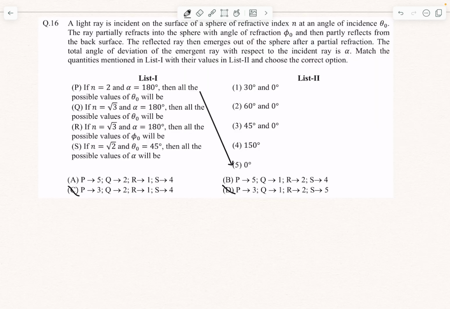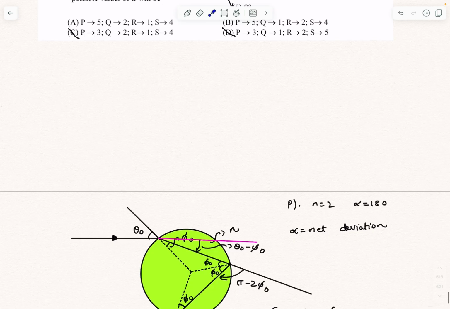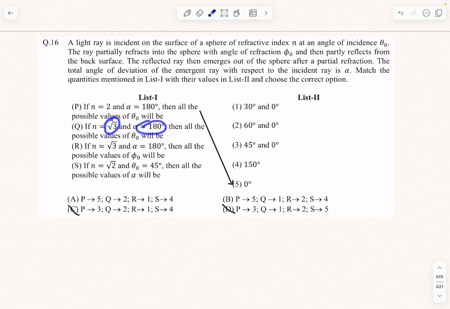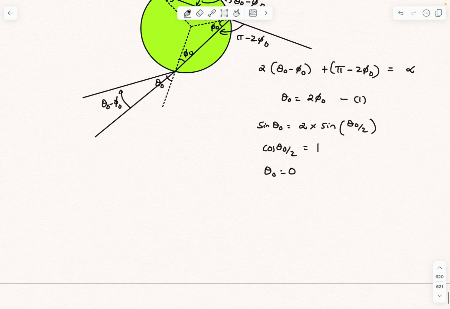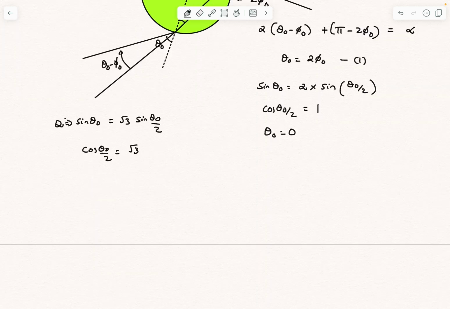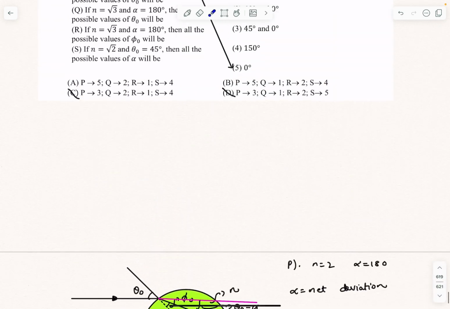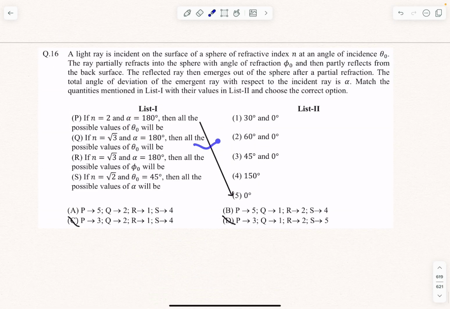Okay. So in option Q, again alpha is 180 degree, which means this relation is still satisfied, but they're saying the value of n is root 3. So the Snell's law expression will change. So for Q option, we can say sine theta naught. So cos of theta naught by 2 becomes root 3 by 2. So theta naught by 2 is actually equal to 30 degrees in this case, right? So from here, the value of theta naught is 60 degrees. Okay, so this is the only possible value. So the only possible values of theta naught in this case is 60 degrees. If you check the options, they're saying 60 degrees and 0.